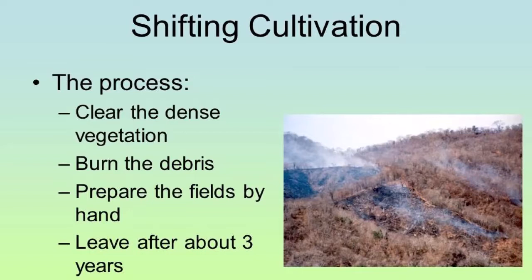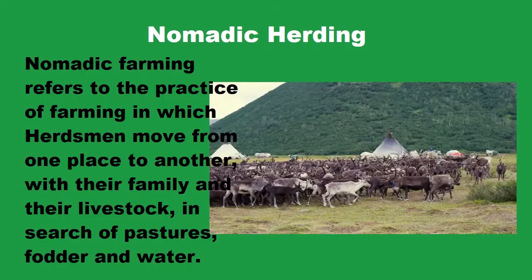It is known differently in different places, like Jhum in northeast India, Ladang in Indonesia and Malaysia, Caingin in the Philippines, Milpa in Central America, Conuco in Venezuela, Roca in Brazil, and Masole in the Congo basin of Africa.